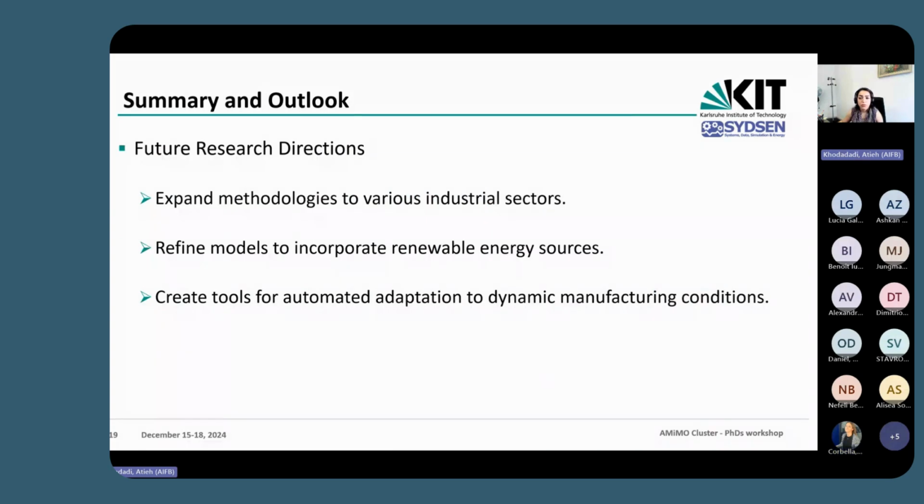For future work, we will expand our methodology to different industrial sectors and different assets in the system, and we will try to refine our model to integrate renewable energy sources to enhance energy efficiency finally, and create tools for automated adoption for dynamic manufacturing conditions. So when the system is changing, immediately we have the same changes in the system for all of the dimensions that we might consider for the system.